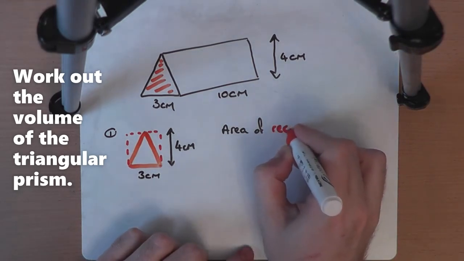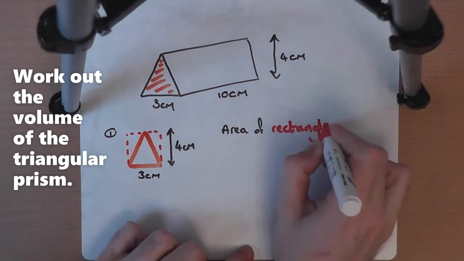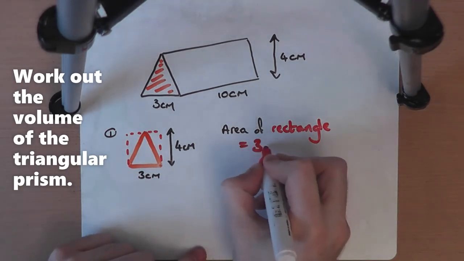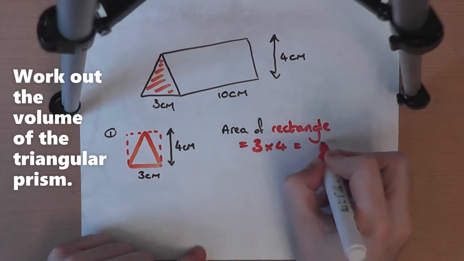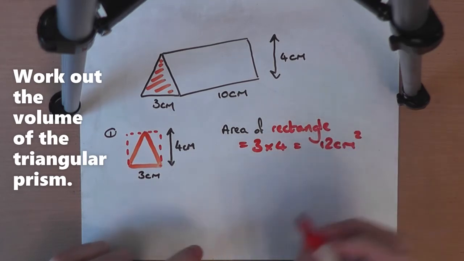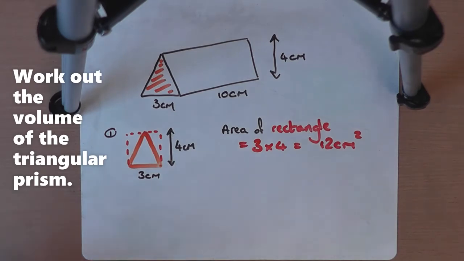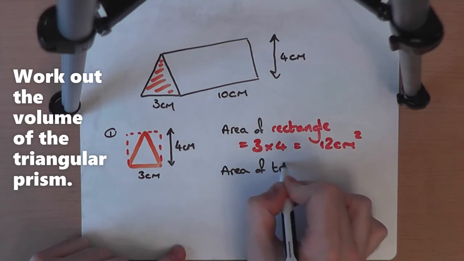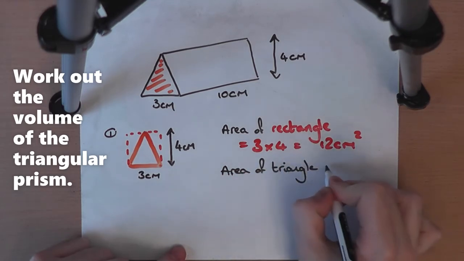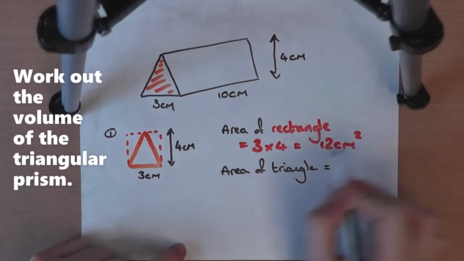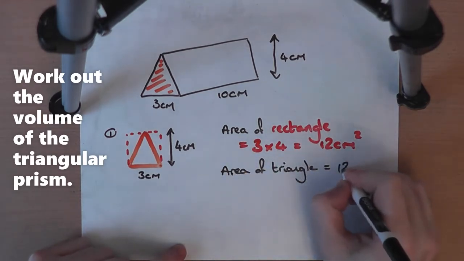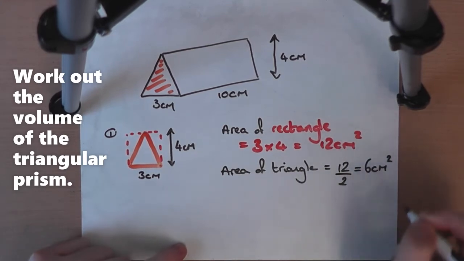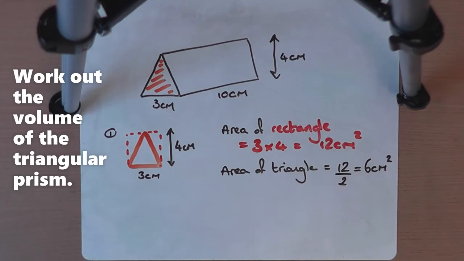So the area of the rectangle will be 3 by 4, is 12 centimetres squared. But we weren't interested in the rectangle, we were interested in the triangle. And to find the area of a triangle, we turn it into a rectangle, we work out the area of that rectangle, and then we halve that to find the area of the triangle. 12 divided by 2 is 6 centimetres squared for the area of the triangle.